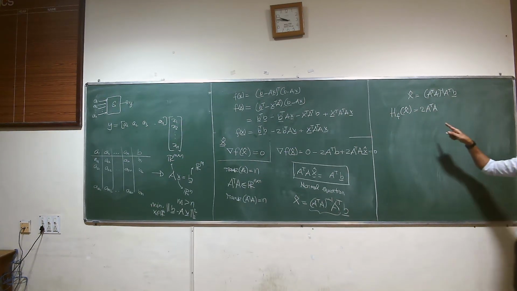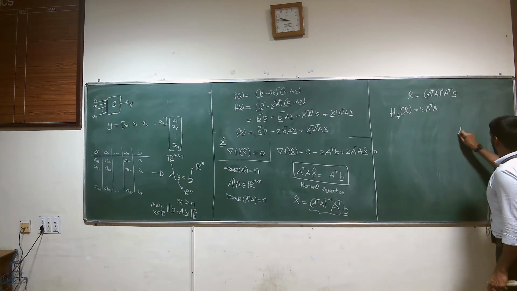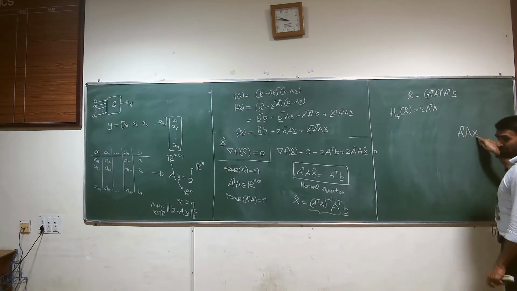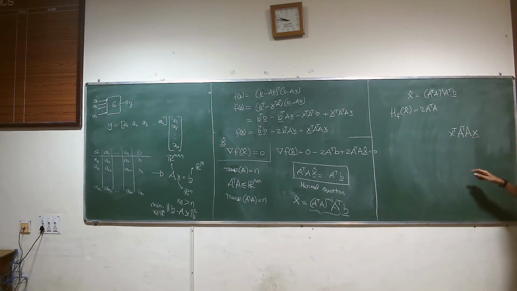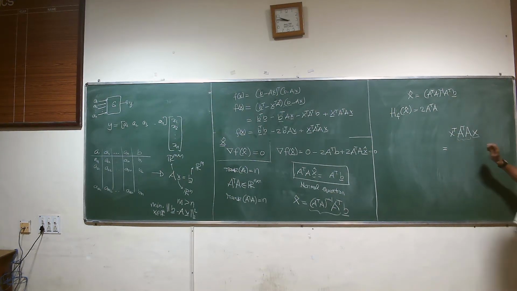And what is the condition on the Hessian for this to be a minimum? This should be greater than or equal to 0. What does that mean? Is this a positive definite matrix? It's full rank. That means its null space is empty. It only has 0. That means if you take A transpose A and multiply it by some vector on the left and the transpose on the right, this has no null space. That means this product itself can never go to 0.